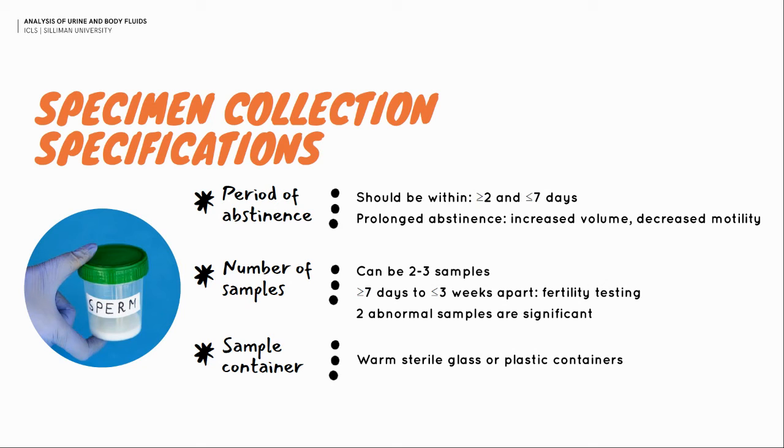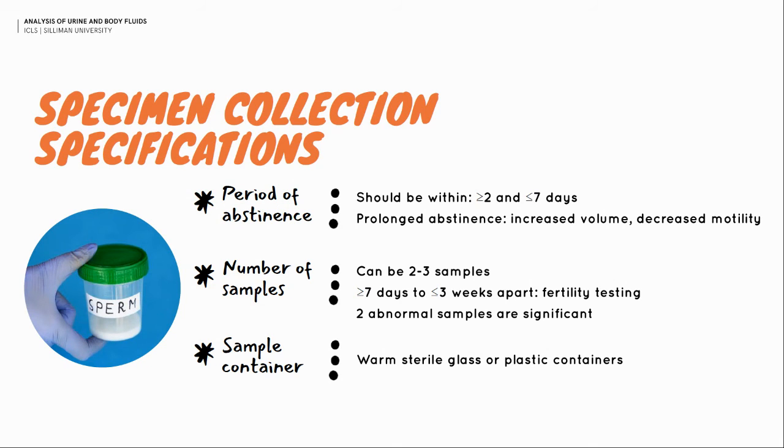Now, the number of samples can be 2 to 3 samples, and the gap for fertility testing is greater than or equal to 7 days or less than or equal to 3 weeks. So for example, after the first sample is collected, after 7 days, collect the second sample. Then after 7 days, collect the third sample.